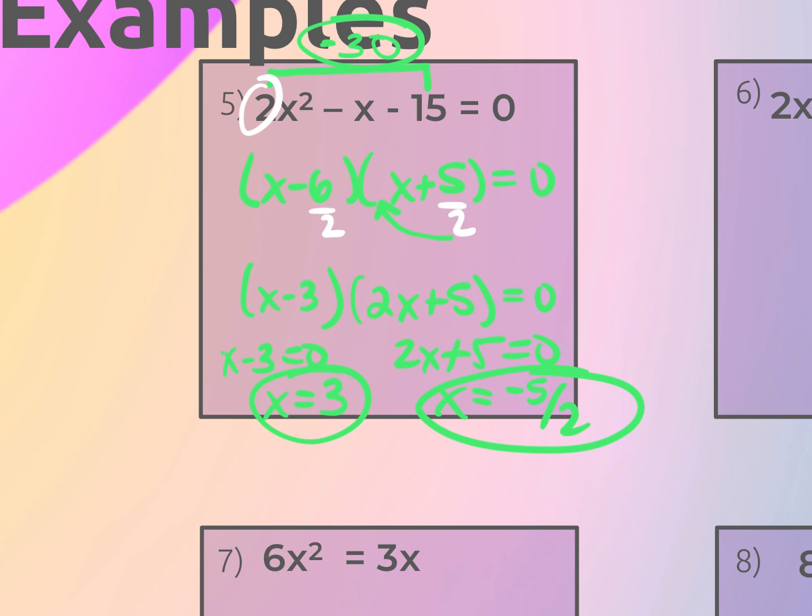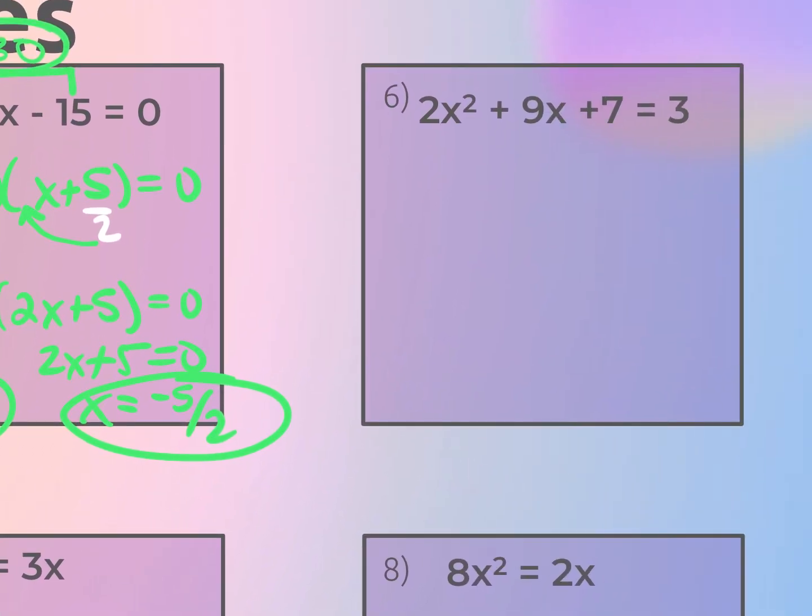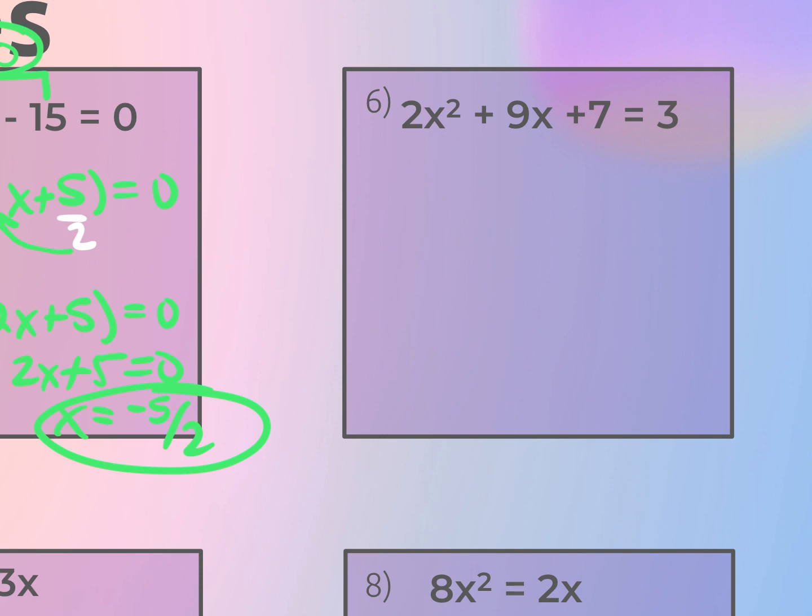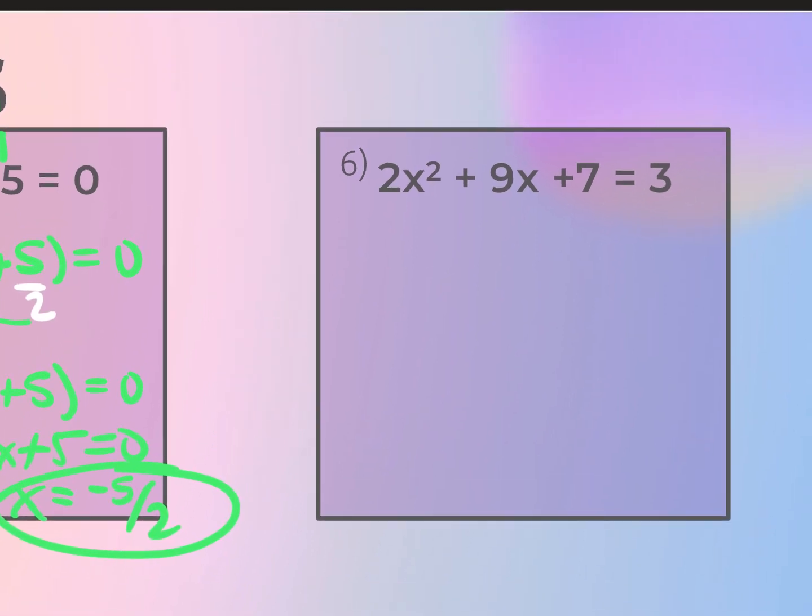I'll go to the right to 6, because I know it bothers you guys when I go out of order. How is 6 a little bit different? It's not all to the same side. Good. We have an equals 3. So we need to have everything on one side and your equation set equal to 0 before we solve. So what is the first thing I need to do? Perfect. I need to subtract 3 from both sides. So now I have 2x squared plus 9x plus 4 equals 0.